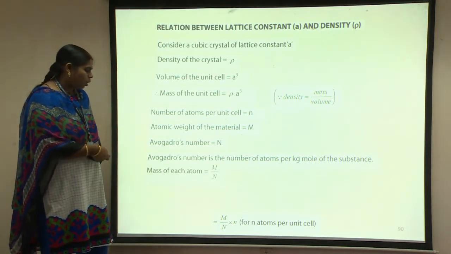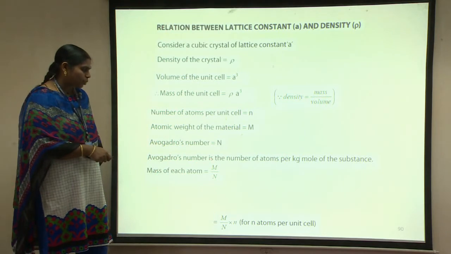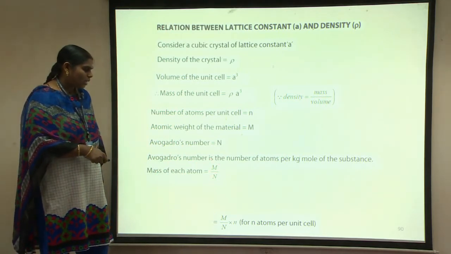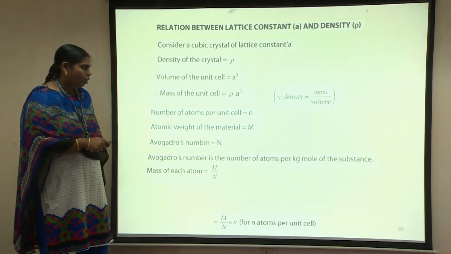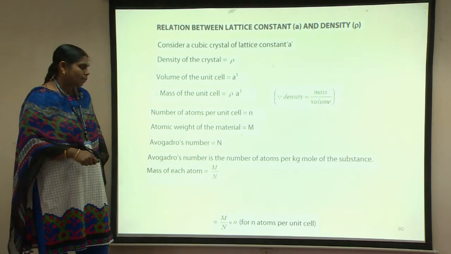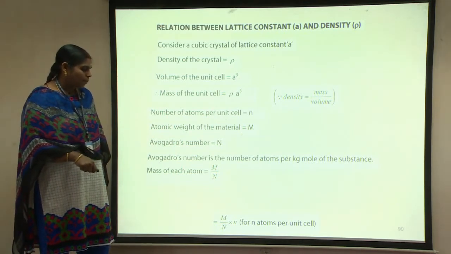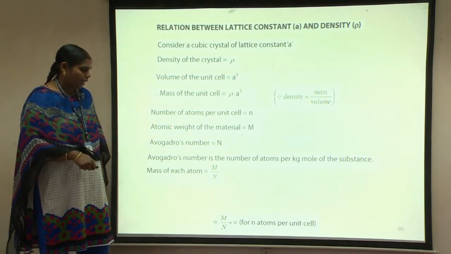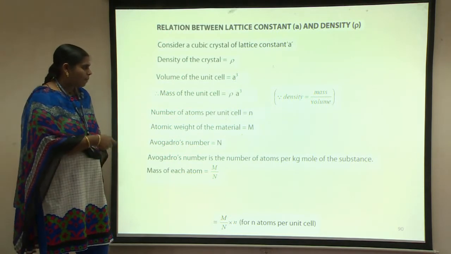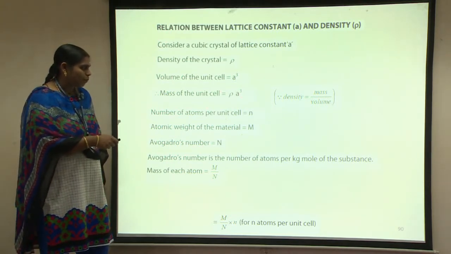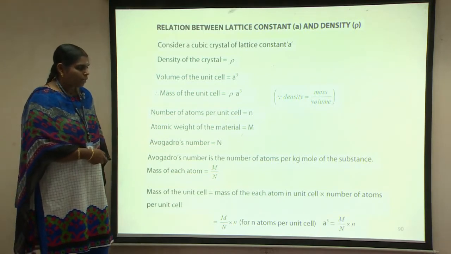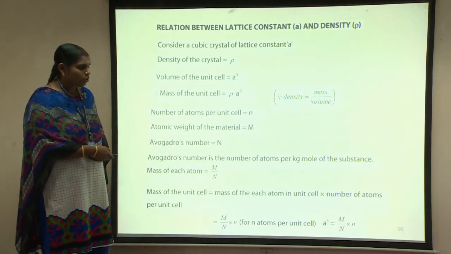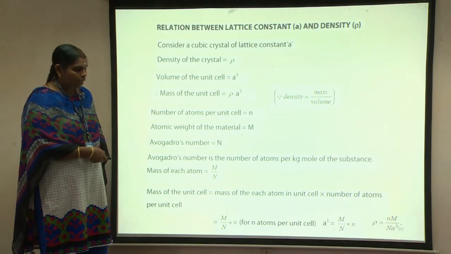From this we can find the mass of each atom. It is going to be the atomic weight divided by Avogadro's number. This is the mass of each atom, but if we want the mass of a unit cell, it is the number of atoms per unit cell multiplied by the mass of an atom. This is the same as the mass of the unit cell we have computed. Now we can correlate both expressions. When we correlate, we get A cube is equal to M by N into n by rho.